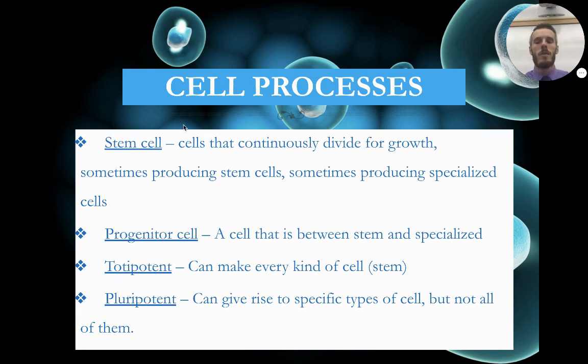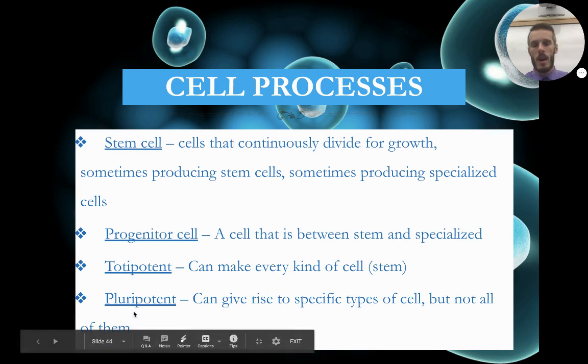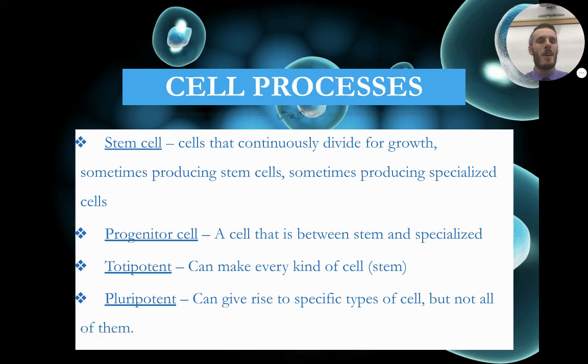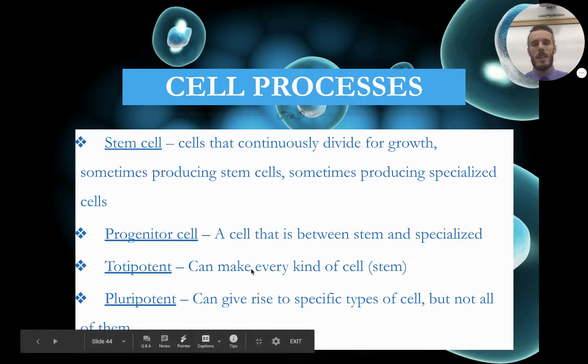A totipotent stem cell has the ability to make every kind of cell. Right? So it's just a cell that has the genetic information and has the ability to produce new cells that can become anything. A pluripotent stem cell is a cell that will give rise to specific types of cells. So it's starting to become specialized at that point.